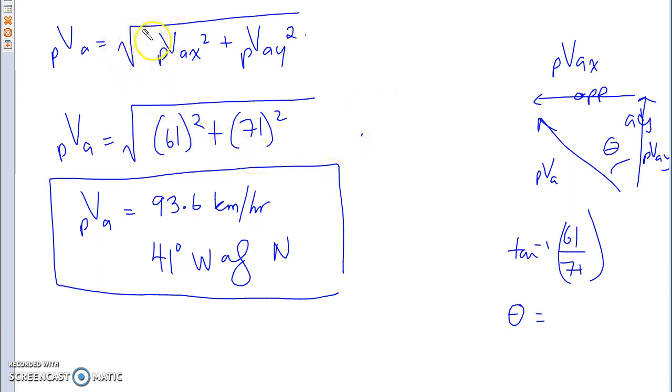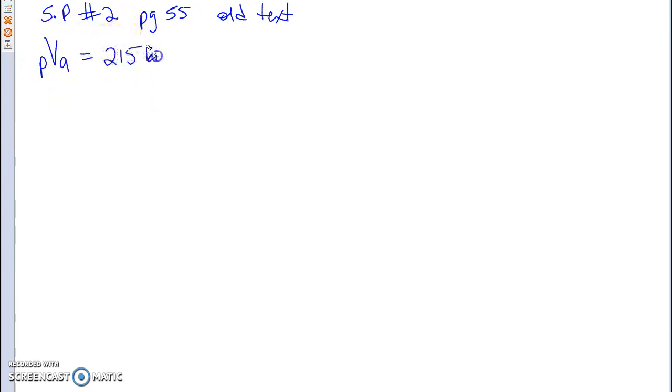Now I'm going to take a look at one more question, which is sample problem number 2 on page 55 in the old textbook. So I will erase this. This is sample problem number 2, page 55. Again, old text, Nelson Physics. And the question is as follows. It says the airspeed of a small airplane, so airspeed meaning VPA, is 215 kilometers per hour. And the direction is not given, so we don't know what this is.